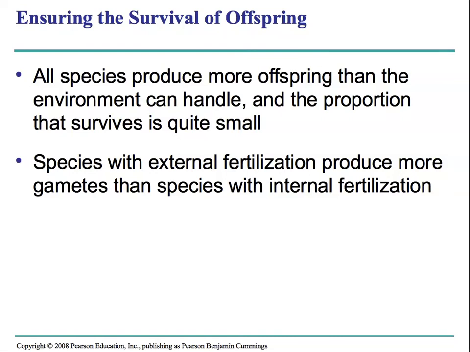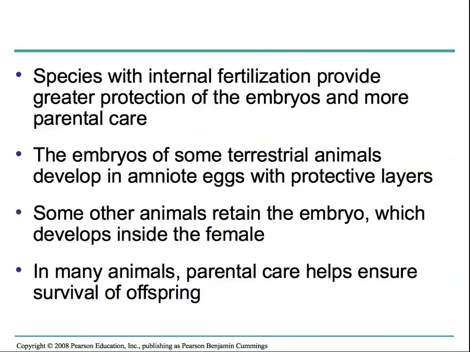We've already said that more offspring can be produced than can survive. You want variation so that at least some of them have a chance of surviving. If you want to do external fertilization, you're probably going to have to produce more gametes than with internal fertilization, because with internal fertilization, you're putting the gametes together. There's also more parental care for internal fertilization.